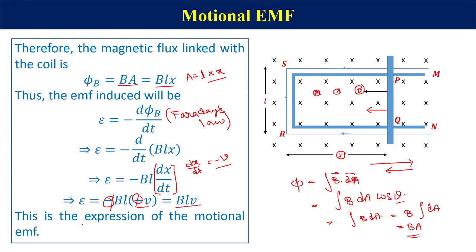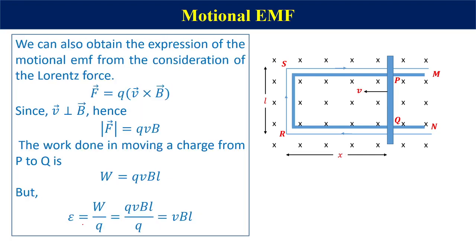Now this is one way of deriving this particular expression of motional EMF. There is one more way of deriving it which can be easily proved. You can follow either of them. So this is another way of deriving this. We can also obtain the expression of the motional EMF from the consideration of the Lorentz force.